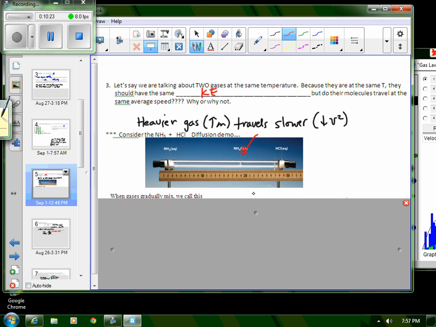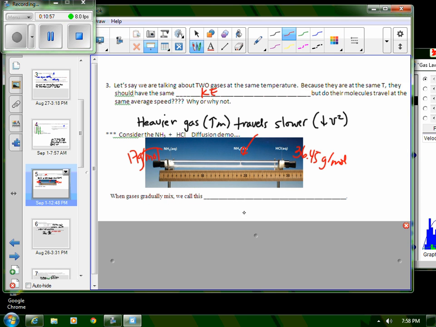As it turns out, they met right about here, which tells us which gas is actually traveling faster. This one went from here to here. It traveled a further distance, so it traveled faster. Ammonia's molar mass, 14, 15, 16, 17, is about 17 grams per mole, versus HCl's molar mass, 35.45 plus another hydrogen, is about 36.45 grams per mole. So the lighter molecules, with the lower molar mass, were able to travel faster. But please remember that since the two gases were at the same temperature, they have the same kinetic energy.